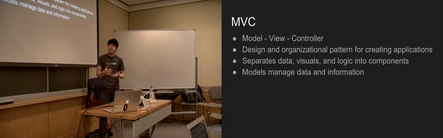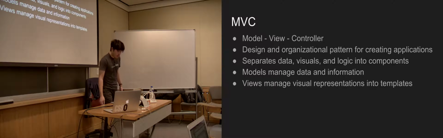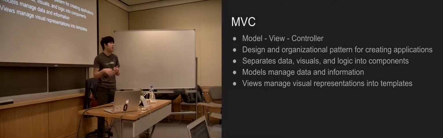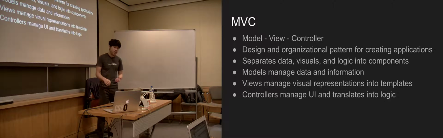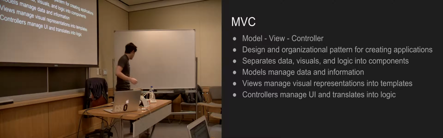So models manage your data and information, and that's things like your database or your config file or any other hard-coded information. That's where you turn to update information. And views manage the visual representation and turn them into templates. If you're talking about web pages, that's pretty much the HTML and CSS. And then controllers manage the user interface and translate that into logic, which then updates the models, which then updates the view. So can anybody picture how that works?